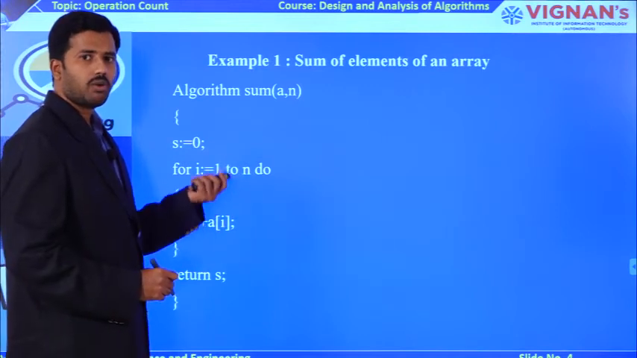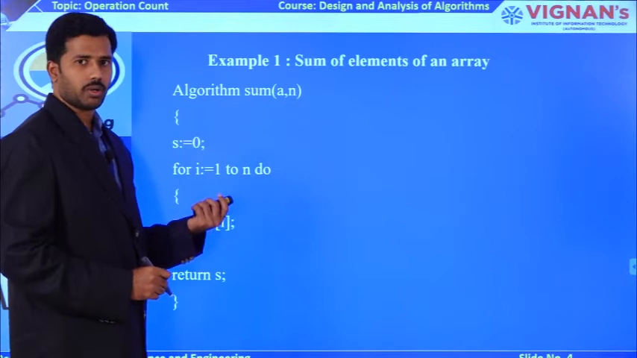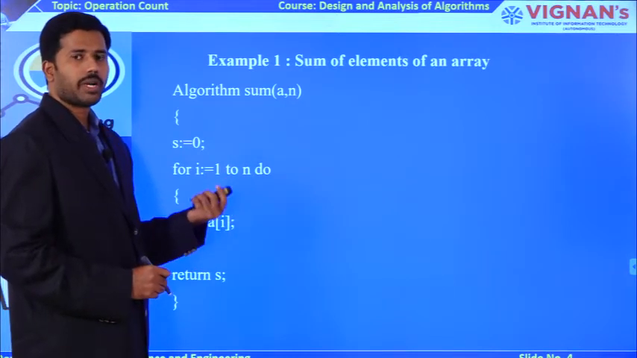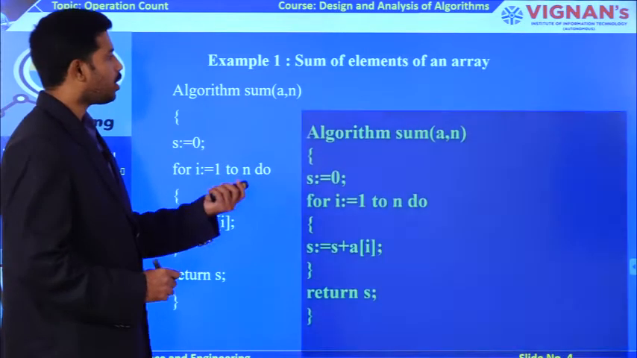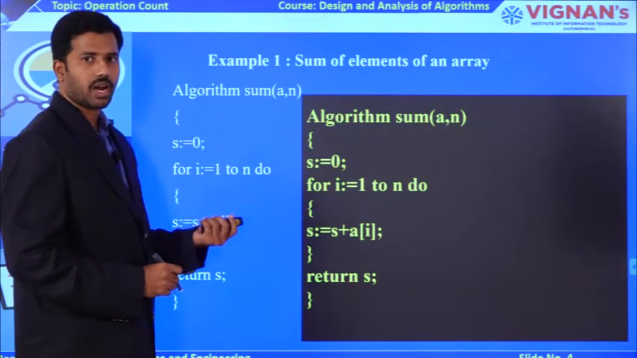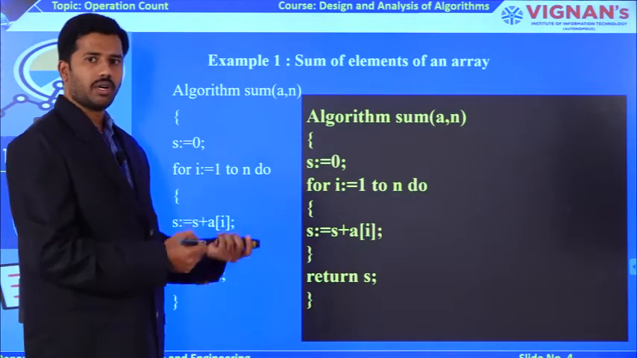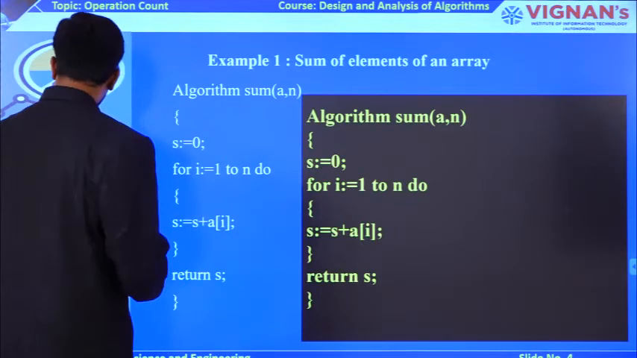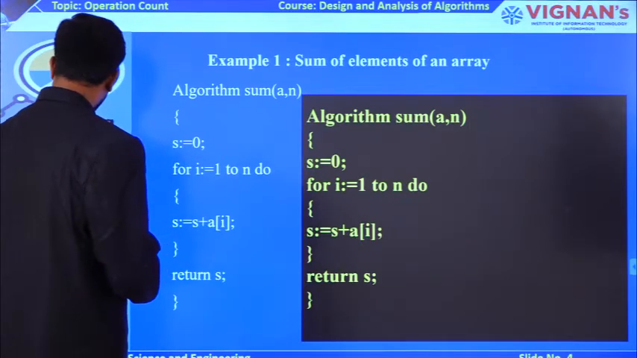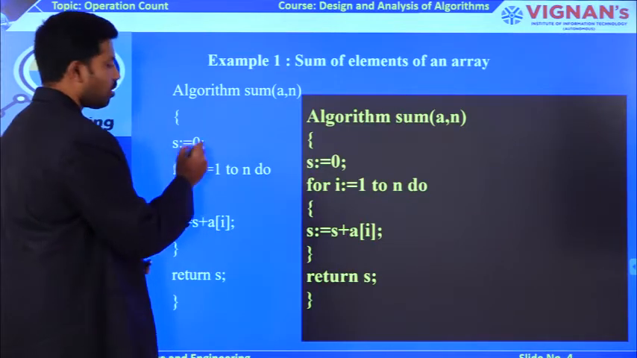Because we have solved this algorithm's time complexity in the previous method, which is step count. Now we try to observe whether operation count also produces the same output or not. This is your algorithm. Now try to find out how many operations are available in this algorithm. If you observe very carefully, what is the first statement in the algorithm?